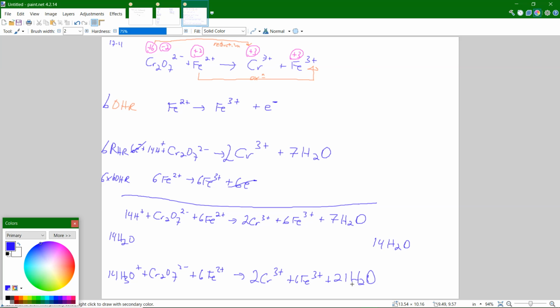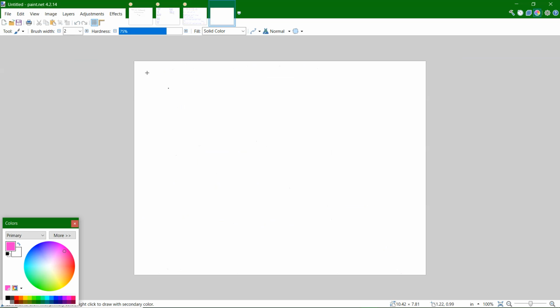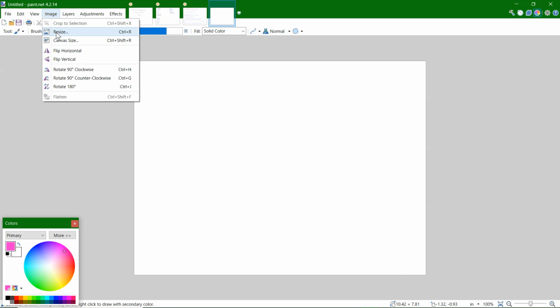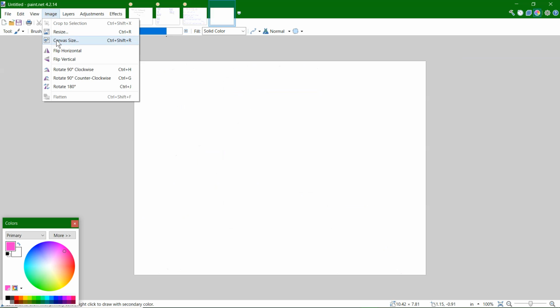Okay, so let's try another one. Okay, oh, when I get it right, I like to give myself a little smiley face. Okay, oh, I'll make it a Martian for fun. Okay, let me open, I know I'm going to be doing this again, so let's go to new. Okay, and I'm going to need all that space, right? So image resize. Oh no, I think I didn't want to do image resize. I want to do image canvas size.